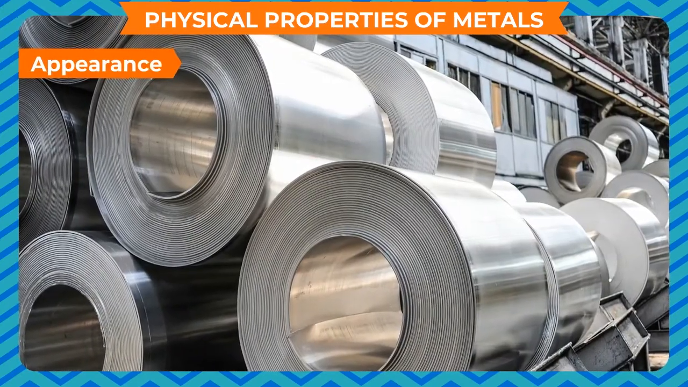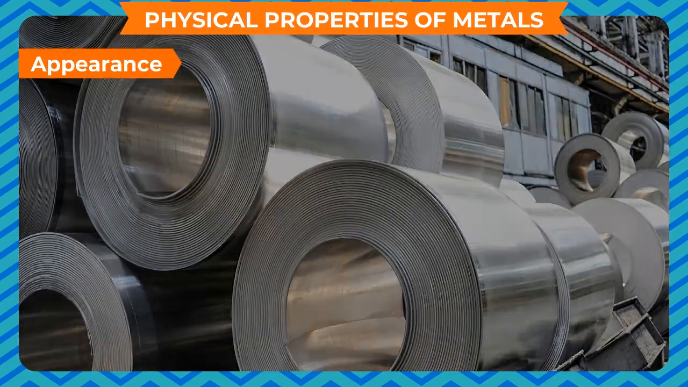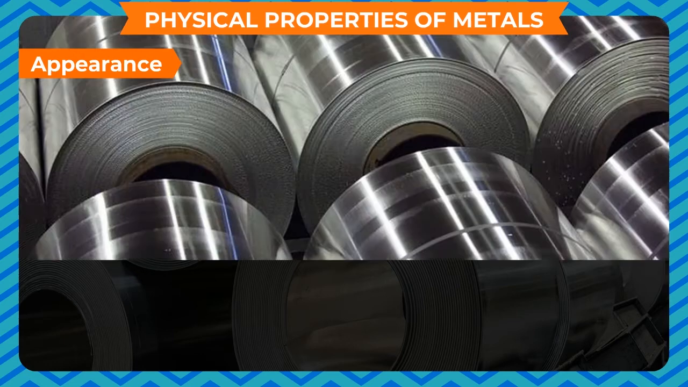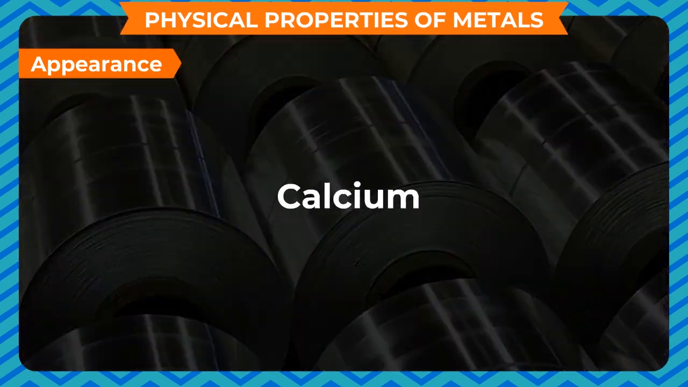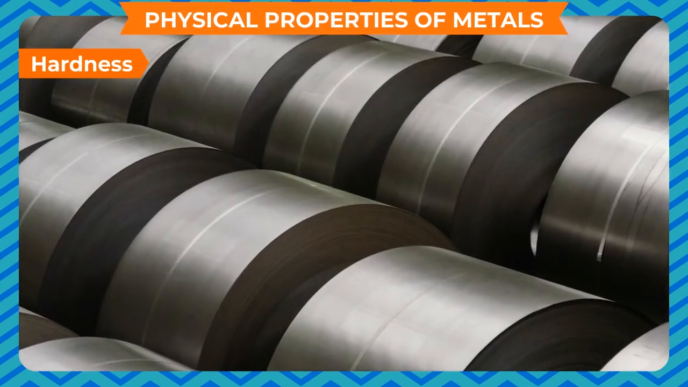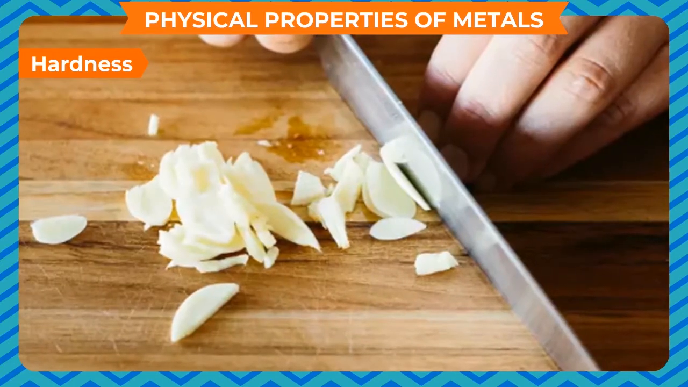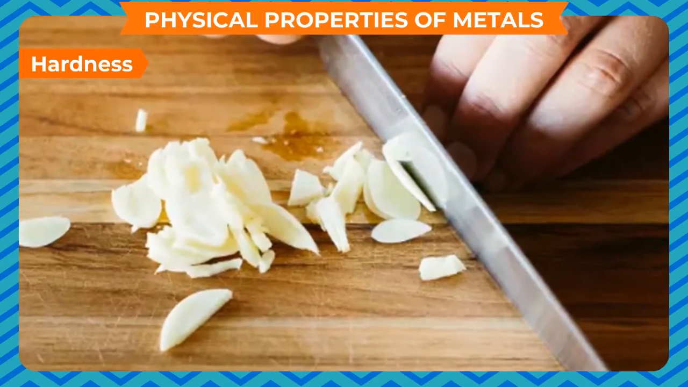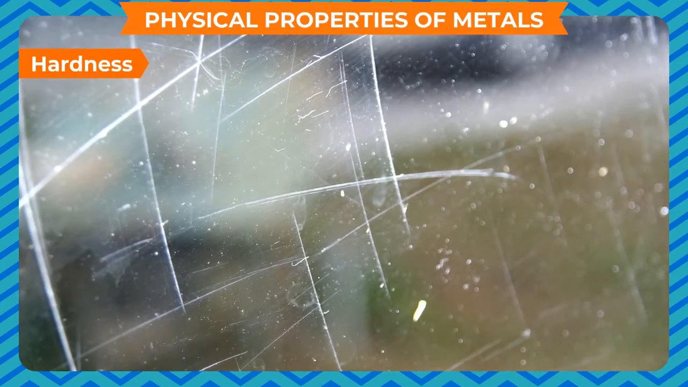Appearance. All metals are shiny. The typical shine of metals is called metallic luster. All metals have a typical metallic luster. An exception is calcium. Hardness. Most metals are hard. The exception here is sodium and potassium, which are soft enough to be cut by a knife. Osmium is so hard that it can scratch glass.